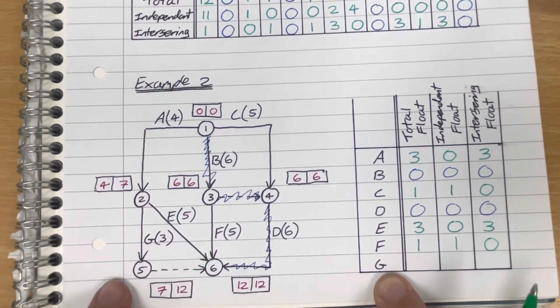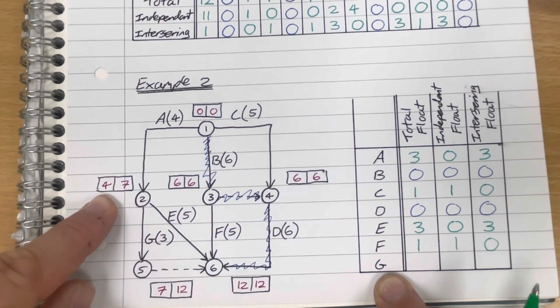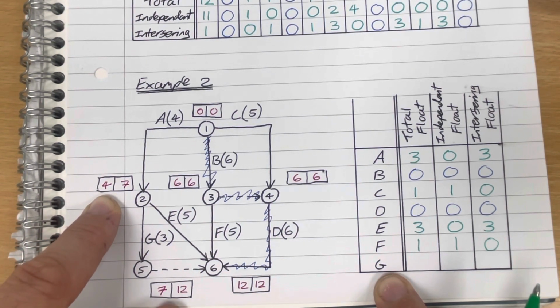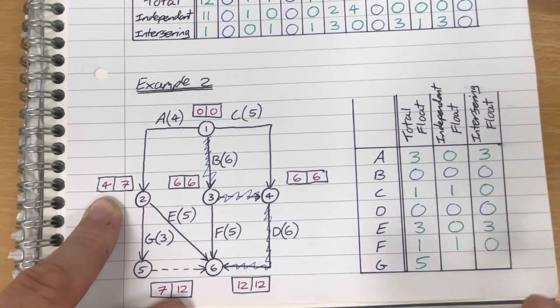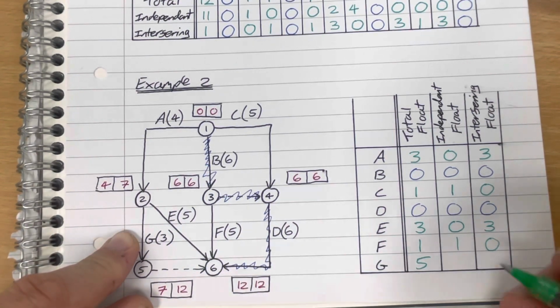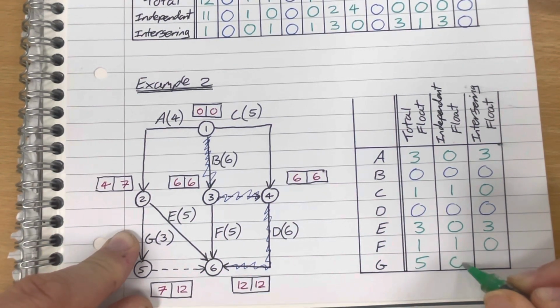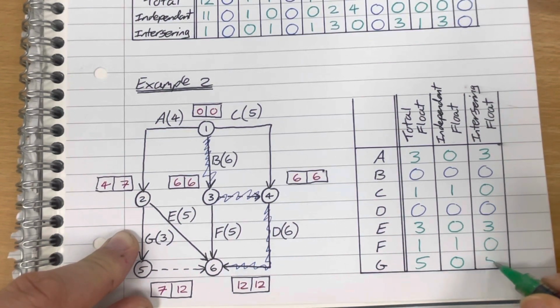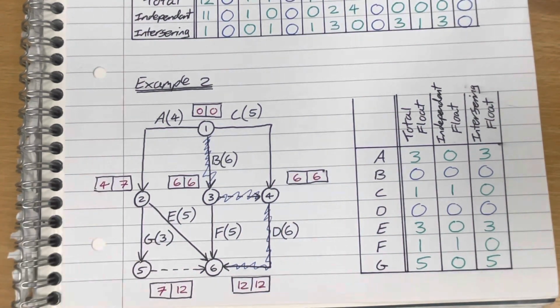And then activity G, 12 minus 4 is 8 minus the 3 is 5. And then the independent float, 7 minus 7 is 0, minus 3 is minus 3, but you can't have a negative float there, so therefore all of its float is interfering.